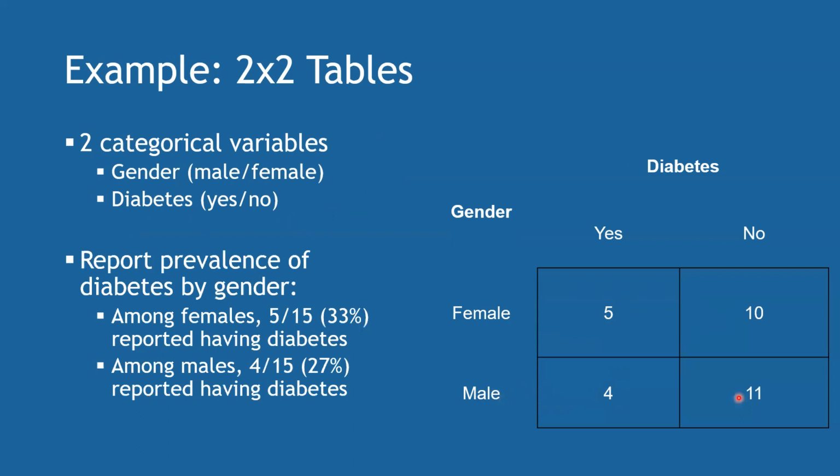So the reason that we do this is that this helps us calculate the relative frequencies of our outcome of interest by our group category. So then what we could do is we could report the prevalence of diabetes by gender. So then among females, 5 out of 15, or 33%, have reported having diabetes. And then among males, 4 out of the 15, or 27%, have reported having diabetes. So then based off of these numbers, we see that the prevalence of diabetes is higher among women than it is among men in this study.